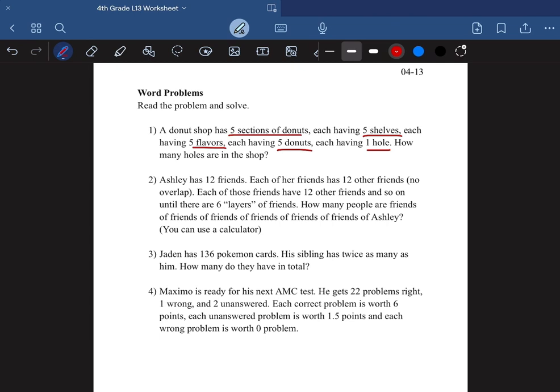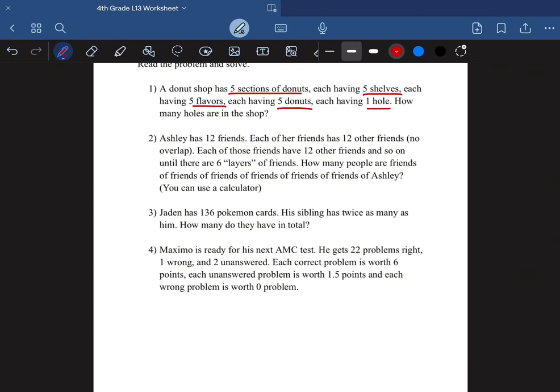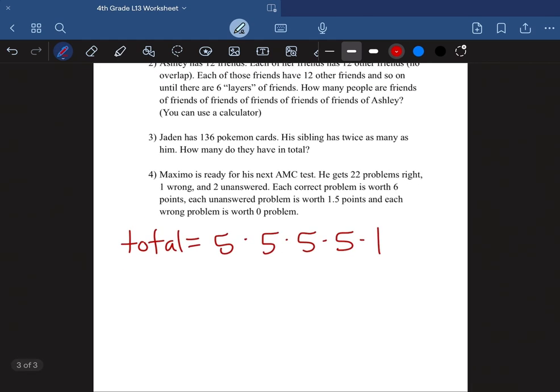So in order to find how many holes are in the shop, we're going to multiply the sections times the amount of shelves times the amount of flavors times the amount of donuts and times how many holes there are per donut. So total is equal to 5 times 5 times 5 times 5 times 1. 5 times 5 is 25, times 5 is 125, times 5 is 625, times 1 is 625 holes.